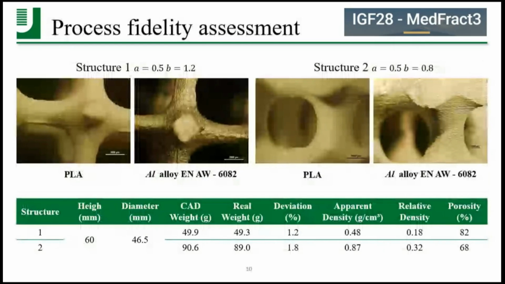This micrograph image shows the PLA and aluminum alloy structure for each configuration. From this image, we can see the good repeatability of the process. In fact, the original structure was replicated after casting without significant microscopic defects. The parameters in the table confirm this result. In fact, the weight deviation is less than 2%.